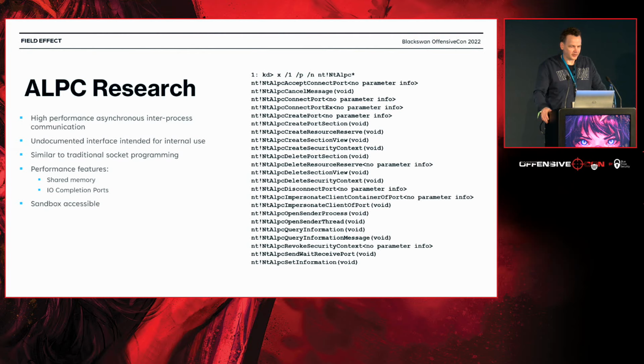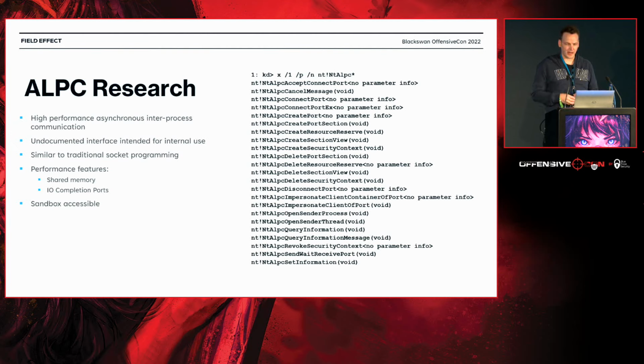Yeah, so the ALPC interface is primarily undocumented. There's just little snippets here and there talking about it. As you can see, the list of APIs here is not that big a list of syscalls. And really it behaves a lot like a traditional socket programming interface. There's a client and a server, you listen for connections, and then can send messages back and forth.